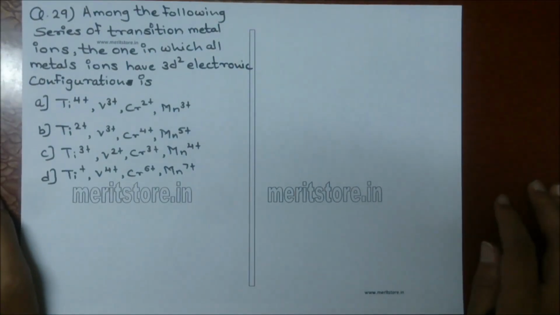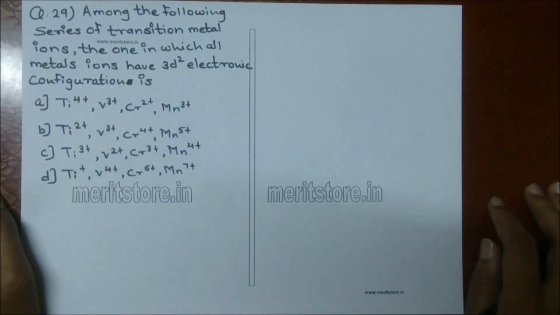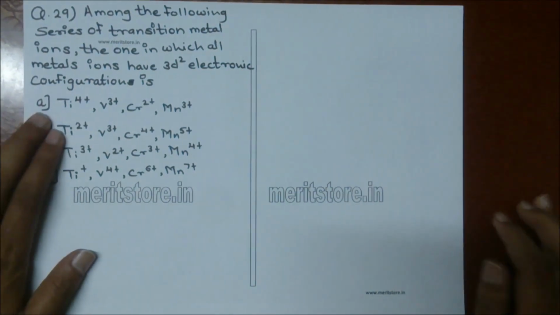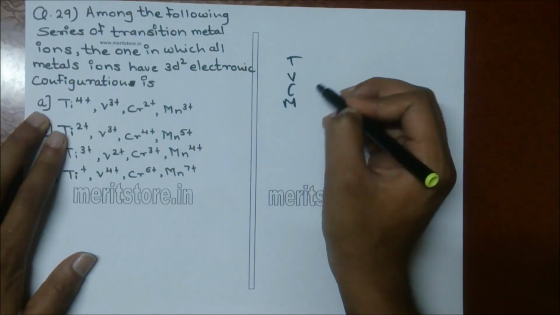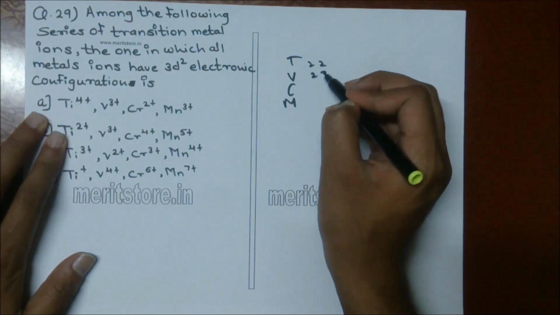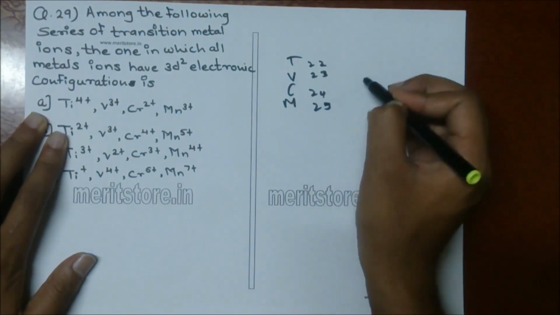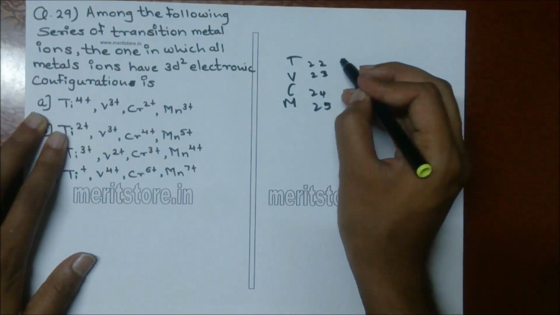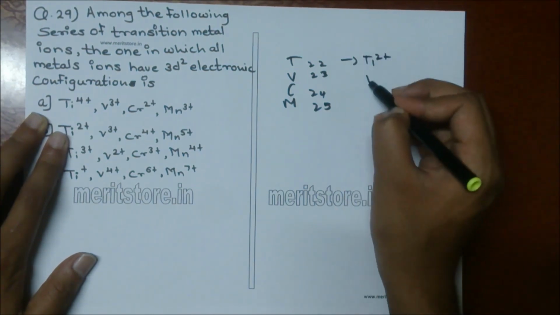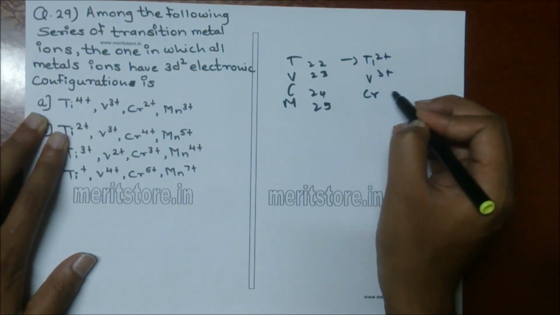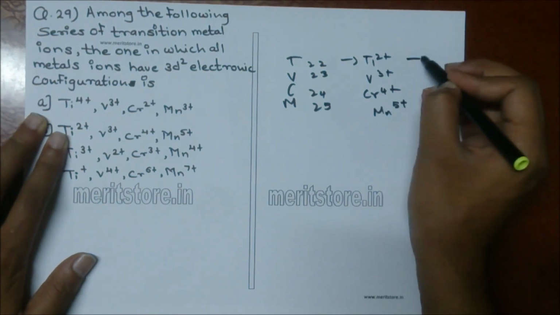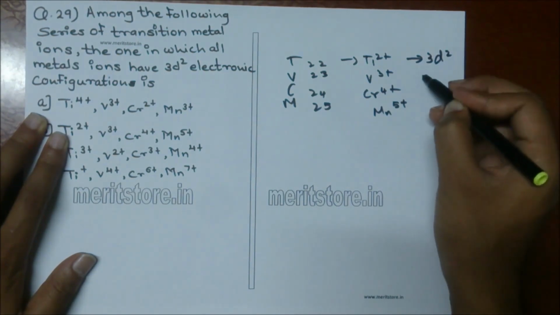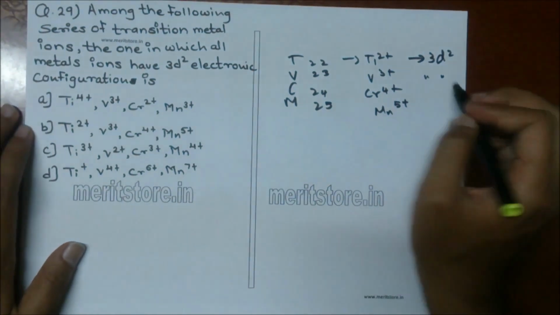Question number 29. Which of the following series of transition metal ions is the one in which all the metal ions have 3d2 electronic configuration? Titanium, vanadium, chromium and manganese have atomic numbers 22, 23, 24 and 25. So Ti2+, V3+, Cr4+ and Mn5+ all have 3d2 electronic configuration, which is found in option B.